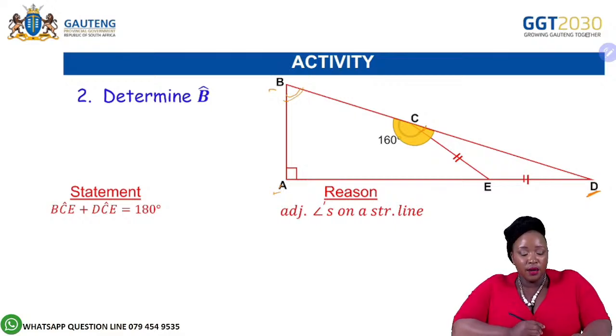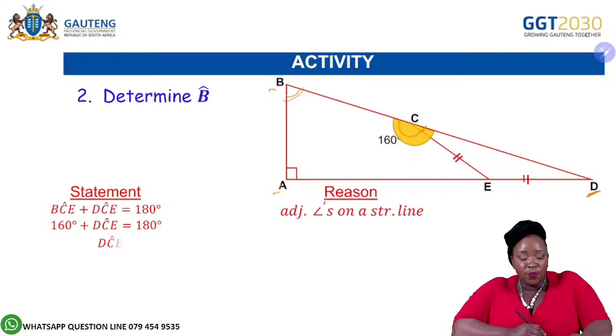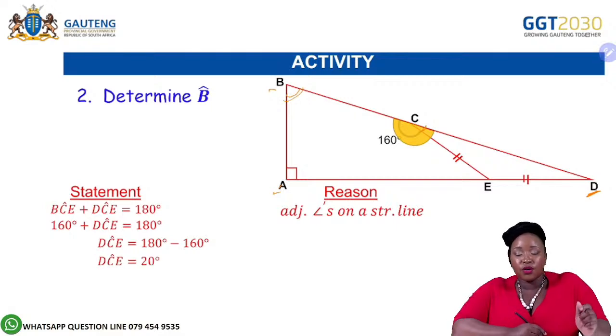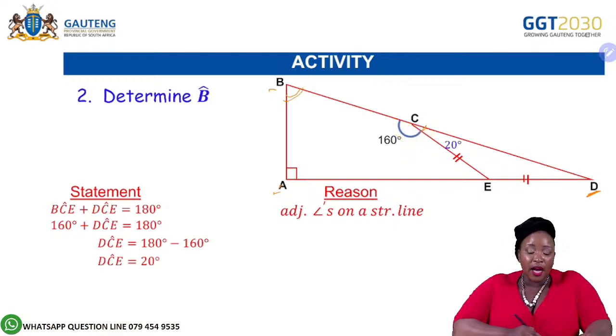Then from there, you now have to find the size of angle DCE, and angle DCE is equal to 20 degrees, right? So you're going to say 160 degrees for BCE plus DCE is equal to 180 degrees. Then you subtract 160 degrees on both sides, and your value will be 20 degrees. Okay, now you have 20 degrees.